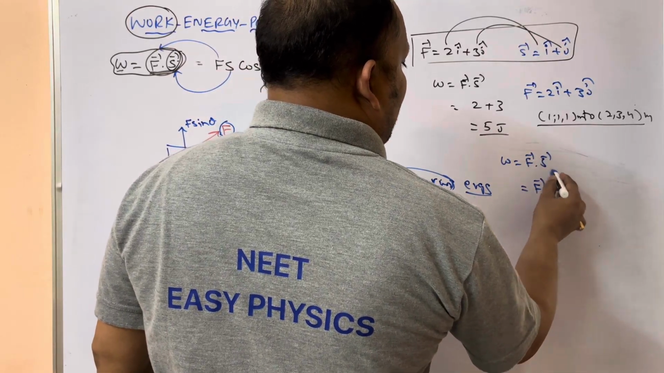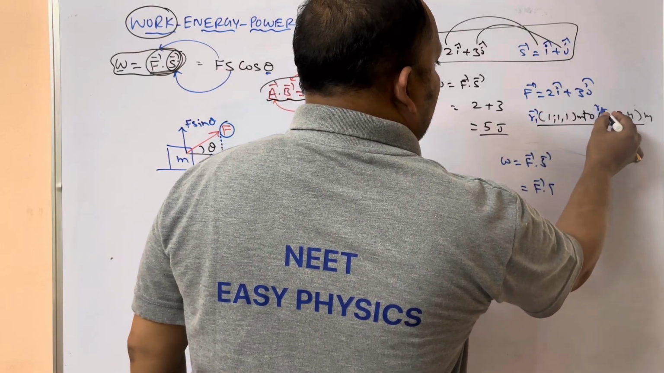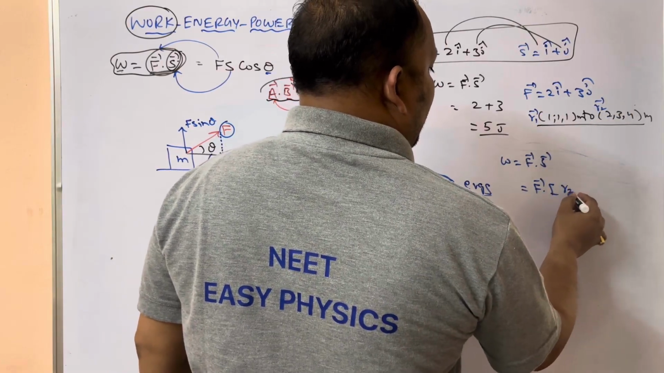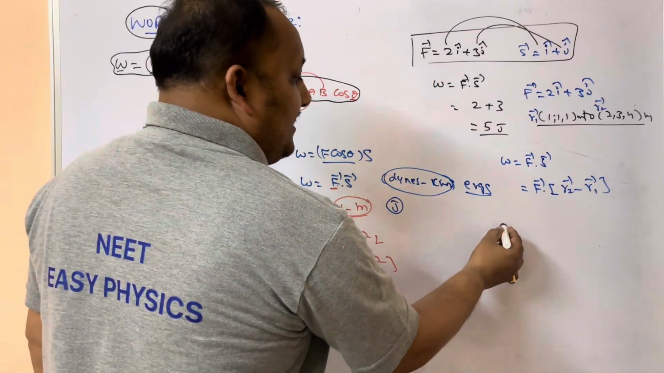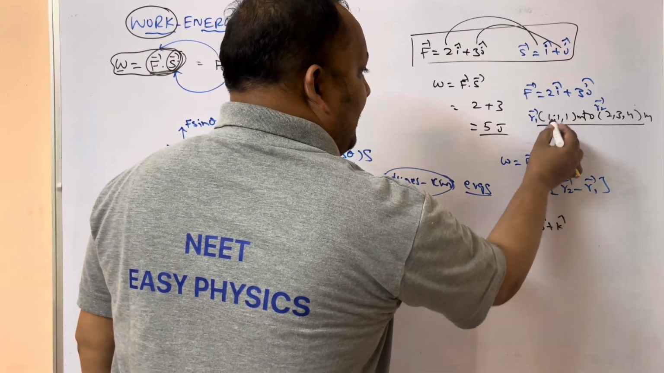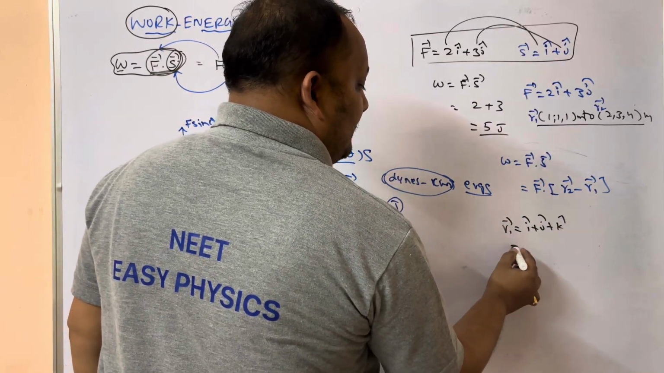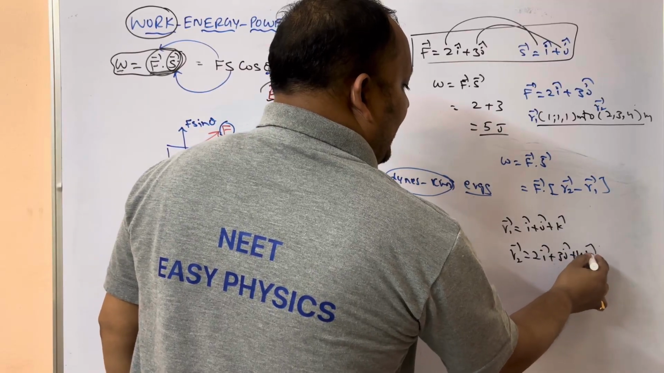Now F bar dot S bar. What does S bar mean? If you assume this is R1 bar and this is R2 bar, here we will write R2 bar minus R1 bar. Now what is R1 bar here? R1 bar is i cap plus j cap plus k cap, that is (1, 1, 1). And R2 bar is 2i cap plus 3j cap plus 4k cap.